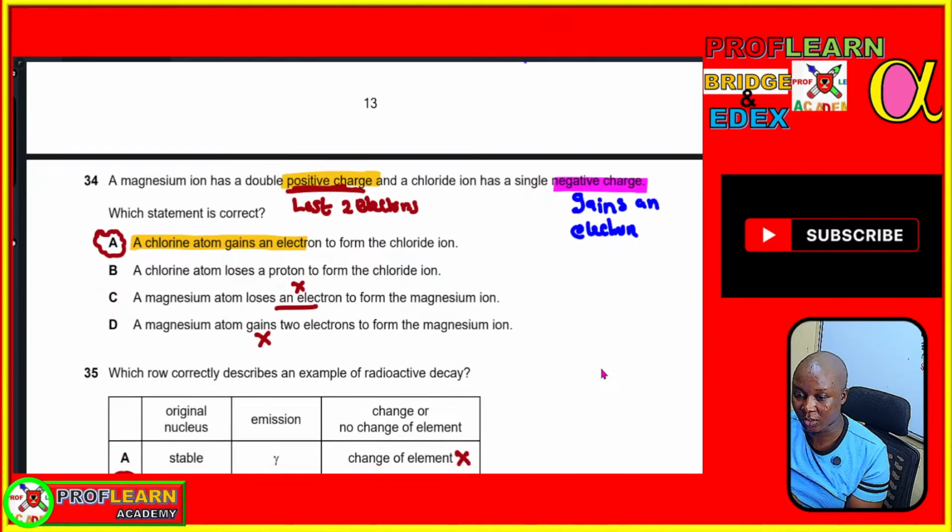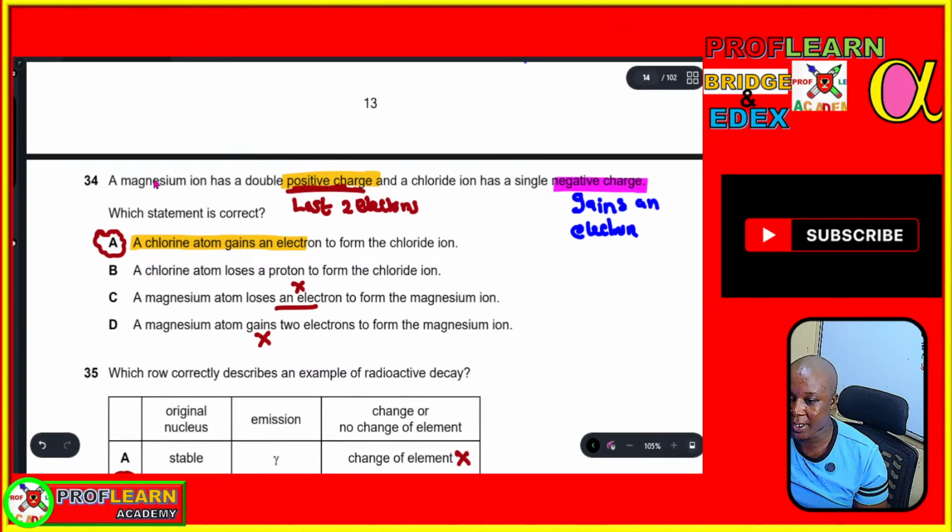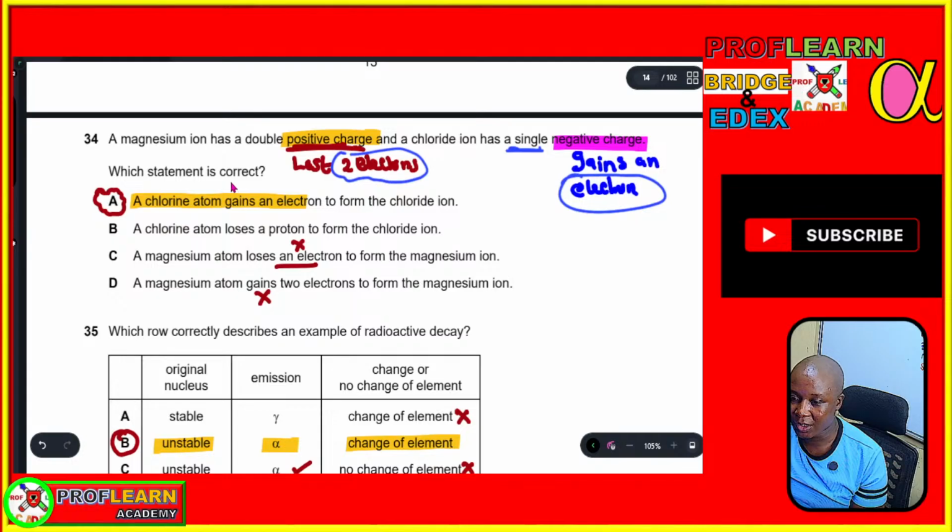A material becomes positively charged when it loses electrons, and it becomes negatively charged when it gains electrons. So we are told that the magnesium ion has a double positive charge, meaning it has lost 2 electrons, and the chloride ion has a single negative charge, so it has gained an electron. So in that case, which statement is correct? Chlorine gains an electron to form a chloride ion.